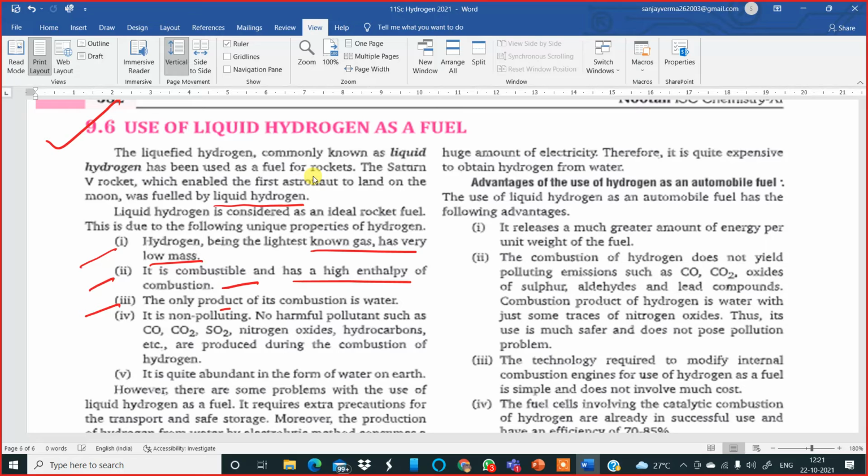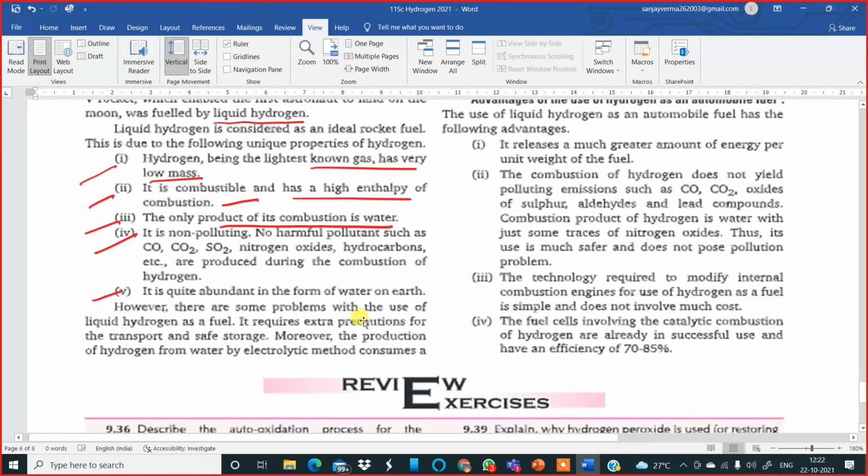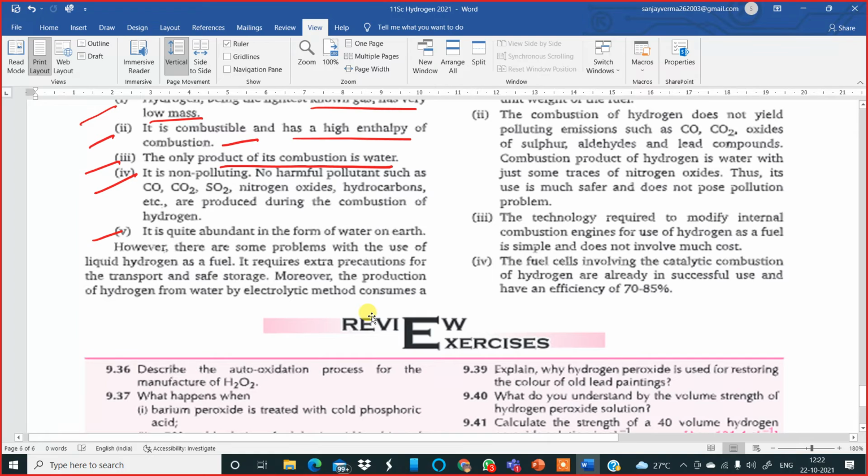The only product of its combustion is water, which can be reused by the people or by the astronauts. It is non-polluting, no harmful pollutants are given out. It is quite abundant in the form of water on the earth, so we can apply electrolysis and prepare hydrogen gas. It requires extra precautions during transport and safe storage. Otherwise, there will be an explosion. A slight spark can cause a lot of explosion.